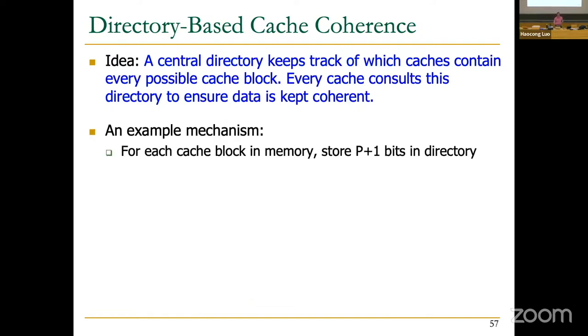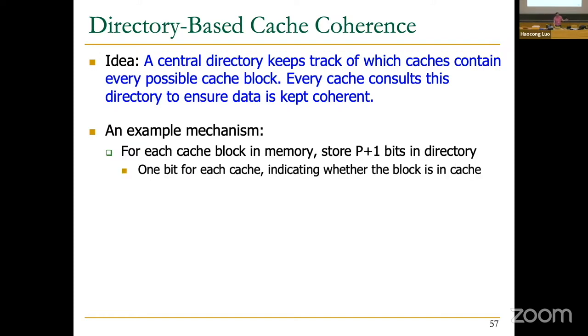An example mechanism looks like this. For each cache block in memory, you store p+1 bits in the directory, and that's costly. Now imagine doing a calculation of this. What's the size of the directory? P is the number of processors that you have in the system. If you have tens of terabytes of memory, and cache blocks of 64 bytes, you divide 10 terabytes by 64 bytes and multiply by p+1. That's the number of bits you have in the directory. That's actually a lot larger than your caches, in fact. Okay, but assume that you have it somehow.